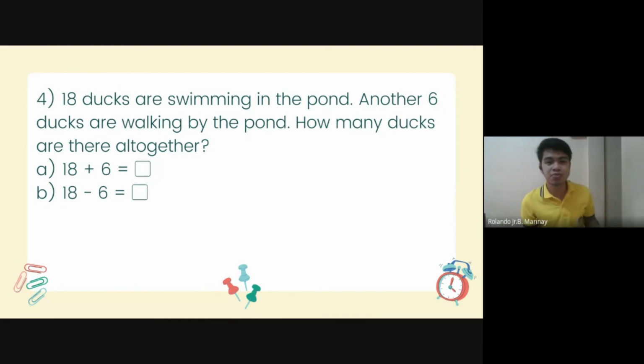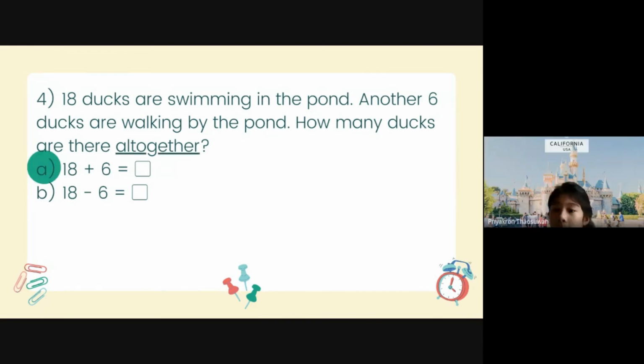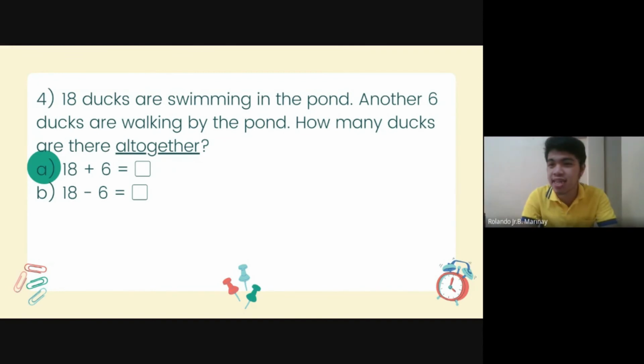Alright, number 4. 18 ducks are swimming in the pond. Another 6 ducks are walking by the pond. How many ducks are there altogether? A or B? A. Nine said A. Others said A too. So the answer here is letter A, as we can see the words all together. Remember what Teacher Lance said a while ago? When you see the words all together, the problem is most likely an addition problem.